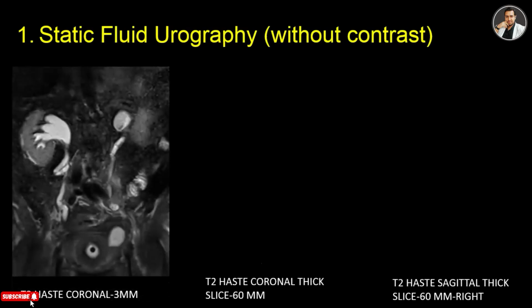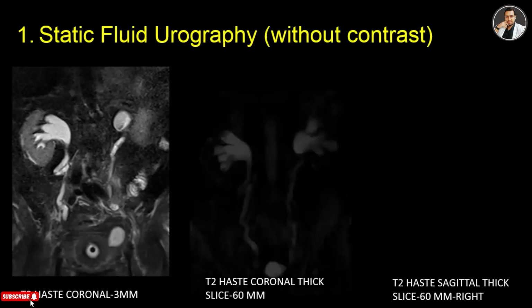So the first image is T2 HASTE coronal 3 mm, and in this image you can see that the right renal pelvis is dilated and the ureter is filled with urine, and also you can see the left renal pelvis is dilated and the ureters are dilated. So it can be a case of hydronephrosis, and the bladder is not visible, and you can also see a catheter in the bladder.